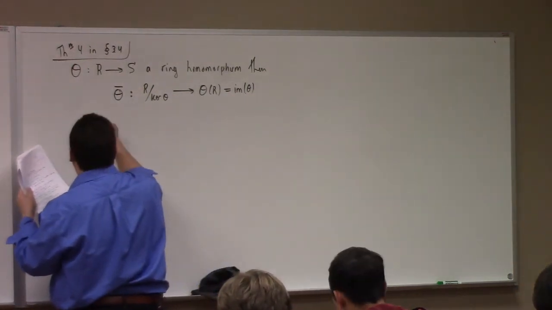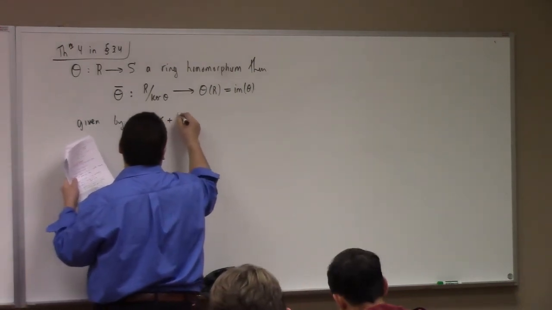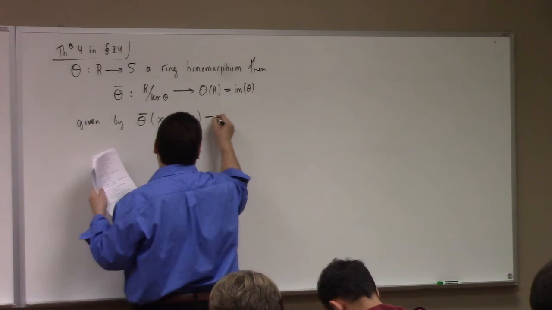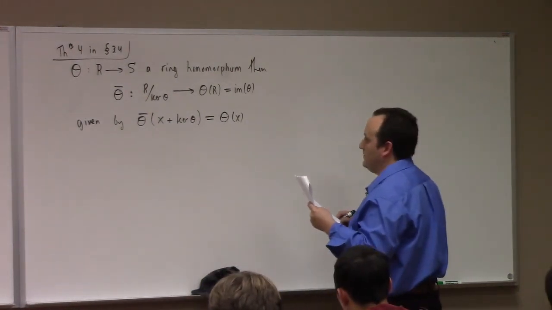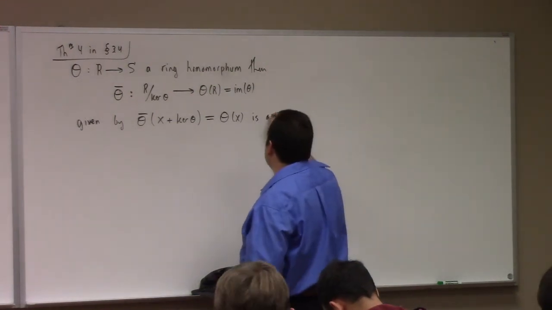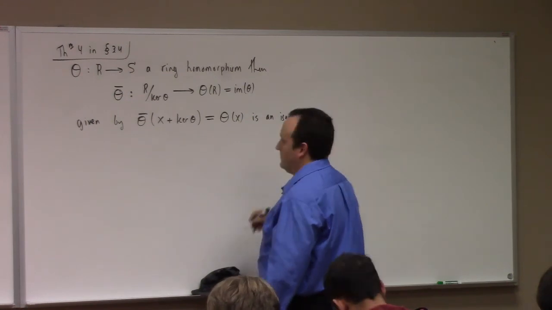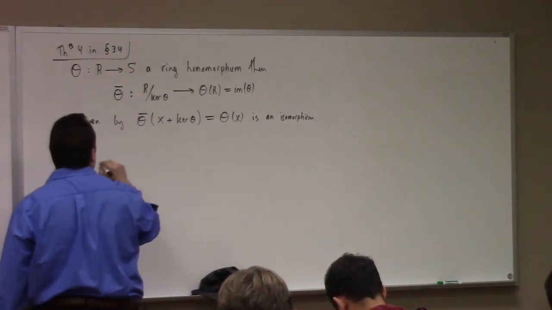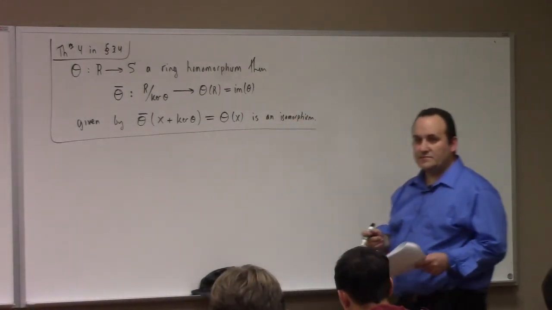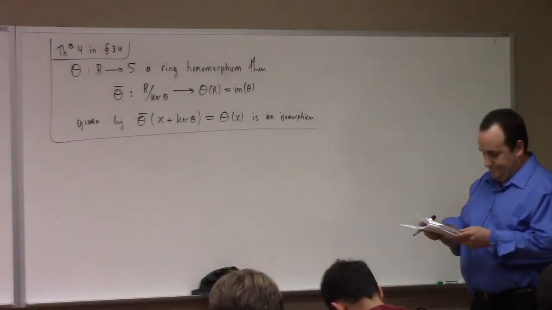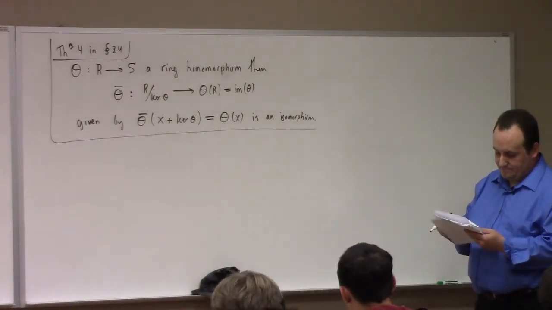Given by, so here's what you do, theta bar of x plus the kernel, guess what? You map that to theta of x. It is an isomorphism. So that's the first isomorphism theorem for rings, and it's a ring isomorphism, obviously.